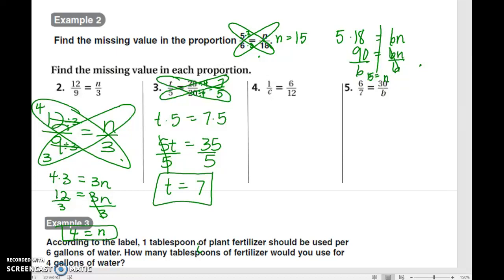All right, let's come to this one. I can divide both of these by 6. So that's going to equal 1 over 2. 1 to 2. So now when I do my cross products, I have 1c and 1 times 2. So 1 times 2 is equal to 1c. And when I do this, I go 2 equals c.